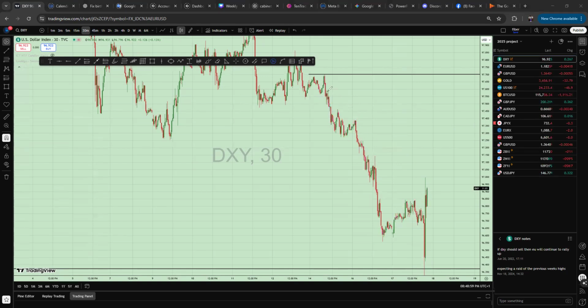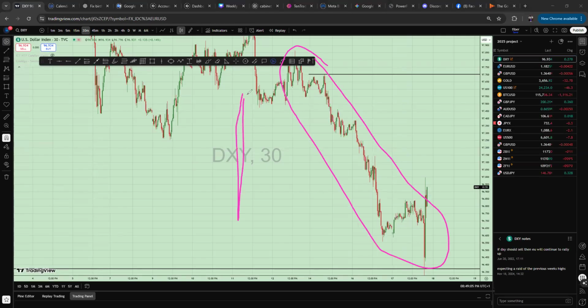Now, just look at this structure right here. This is a bearish structure, but it is a single candle on the higher time frame. A single candle on the higher time frame. This is what I actually want you to understand.